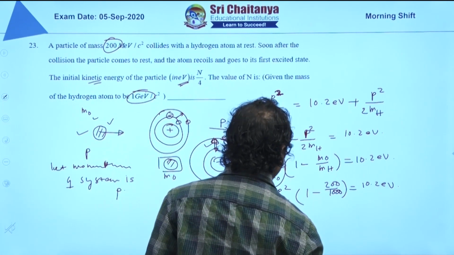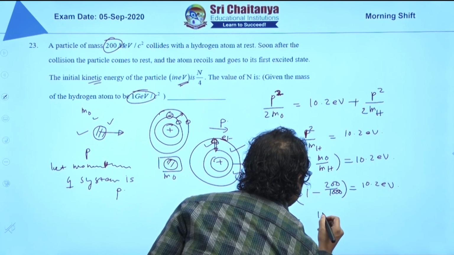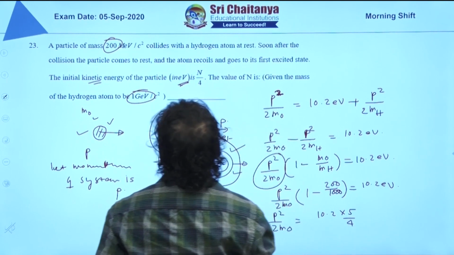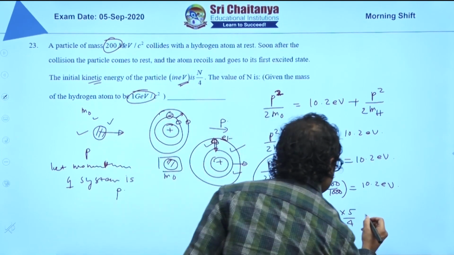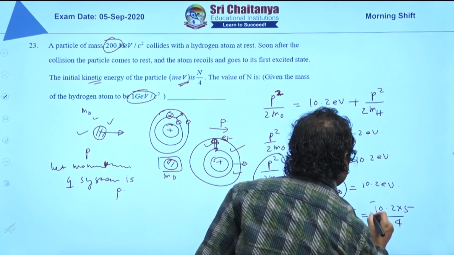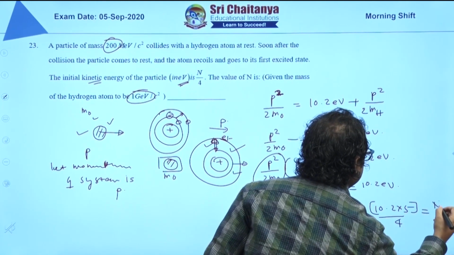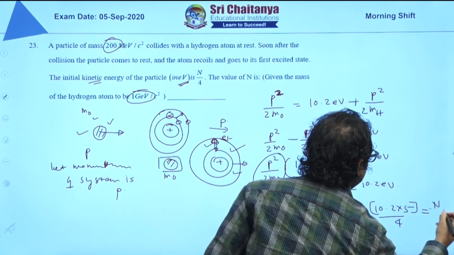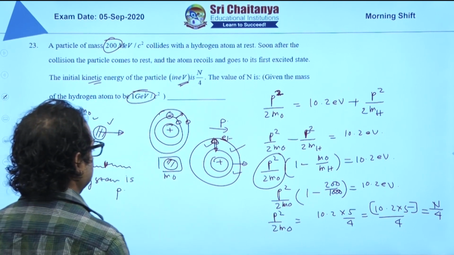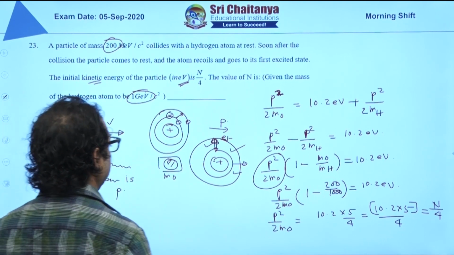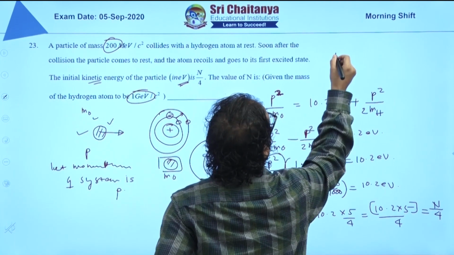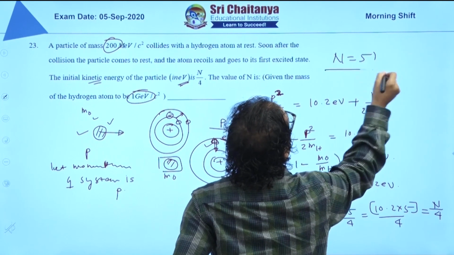So, 4 by 5. So, we get 10.2 into 5 upon 4. You have to do 10.2 into 5 divided by 4. This value is asking n by 4, we have to find n. So, how much are you getting? 51. So, your answer is n is equal to 51.